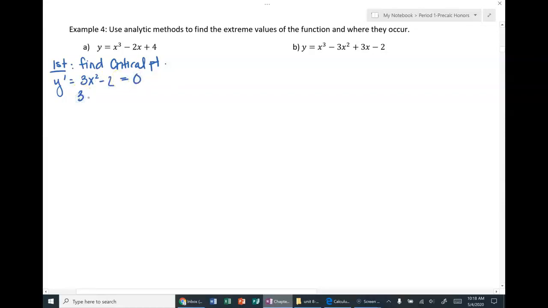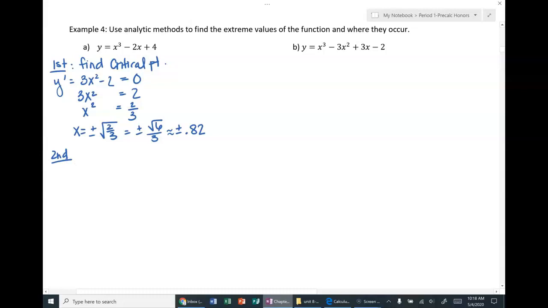We get 3x squared equals 2. Divide both sides by 3, so x squared equals 2/3. Then we're going to take a square root. So x equals plus or minus the square root of 2/3, which is plus or minus the square root of 6 over 3. And if we were to use our calculator, it's plus or minus about 0.82. Second step, the only difference here is we don't have an interval.